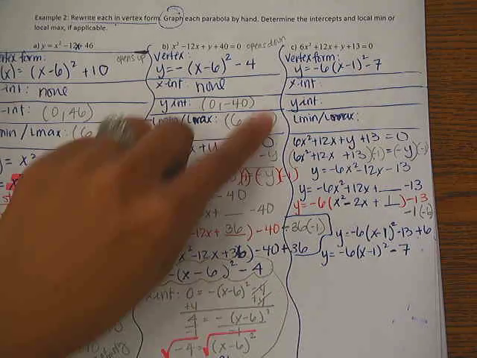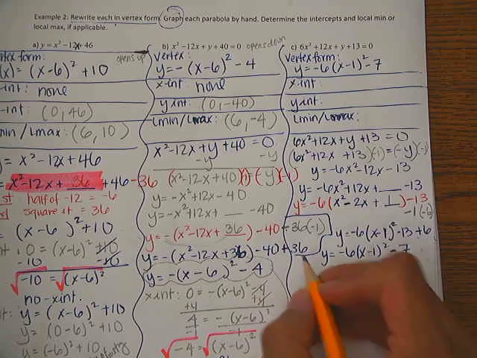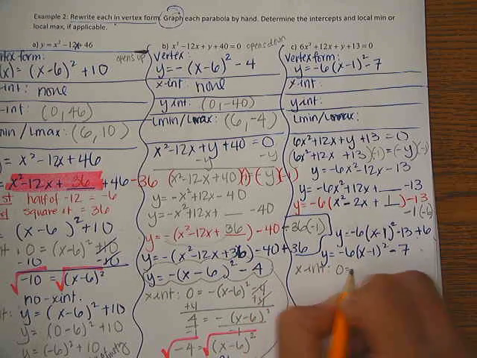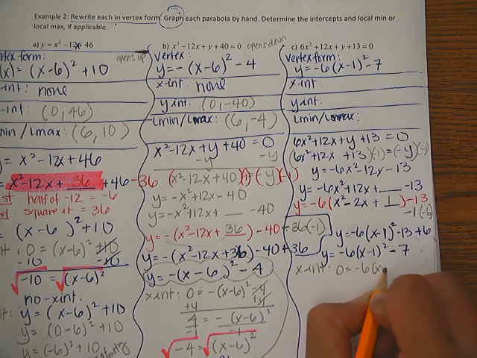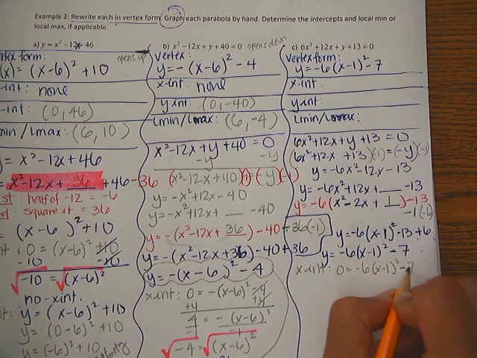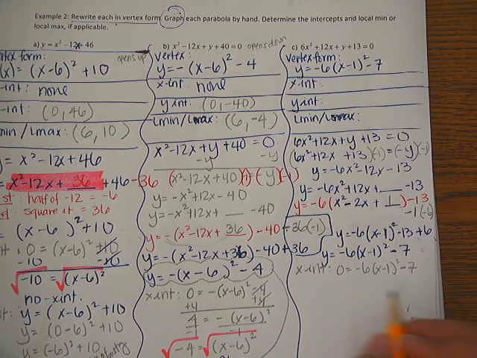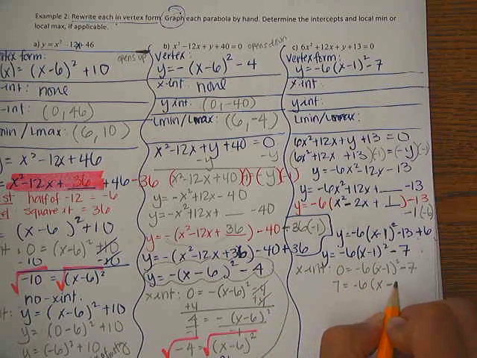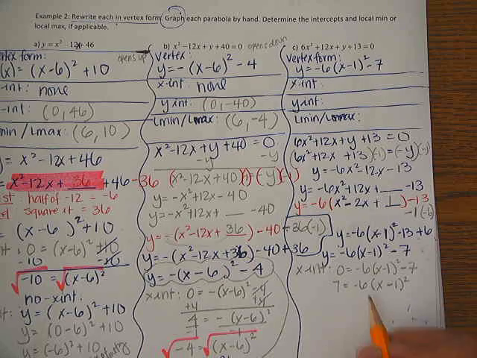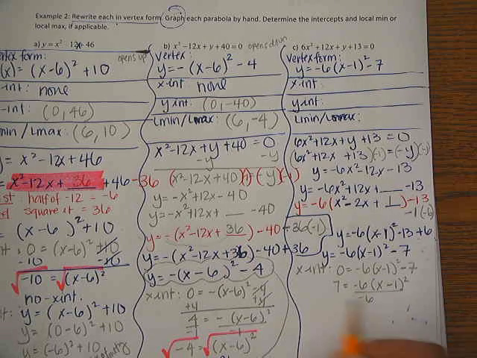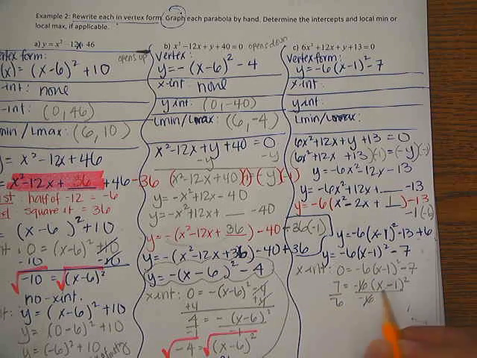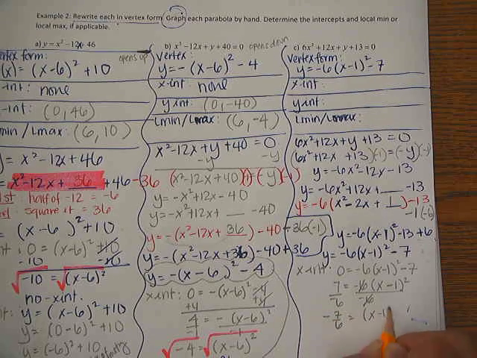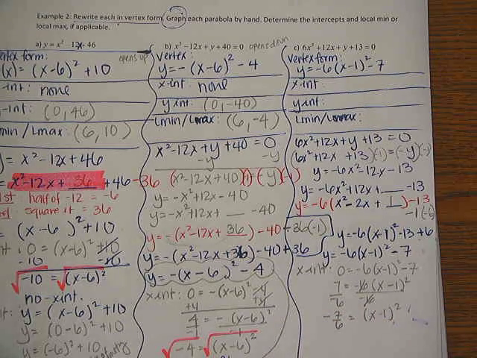So from here, let's look for the x-intercept. X-intercept is when y is going to be 0. So 0 equals negative 6 times x minus 1 squared minus 7. I'm going to add 7 to both sides. So this is now 7 equals negative 6 times x minus 1 squared. I am going to divide both sides by negative 6. So this is a negative 7 over 6 equals x minus 1 squared. I'm going to take a square root.